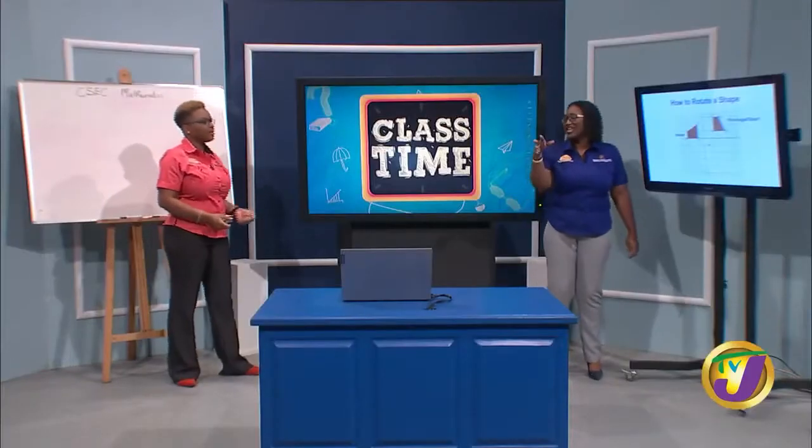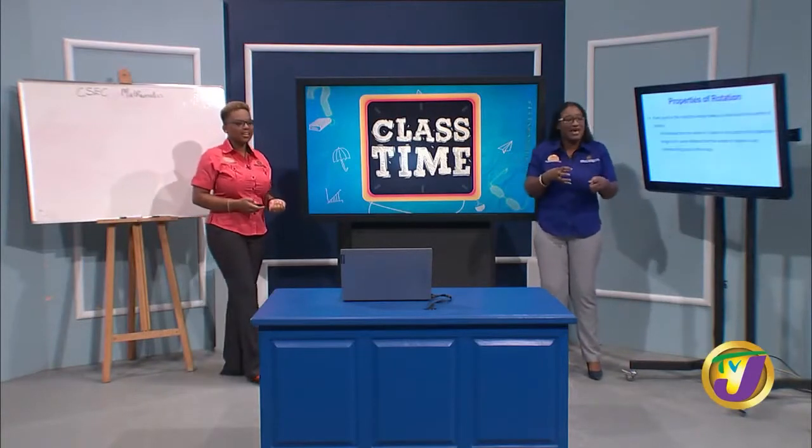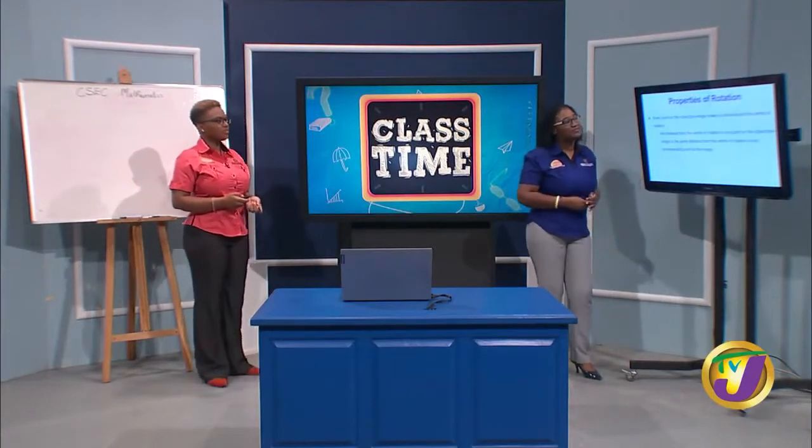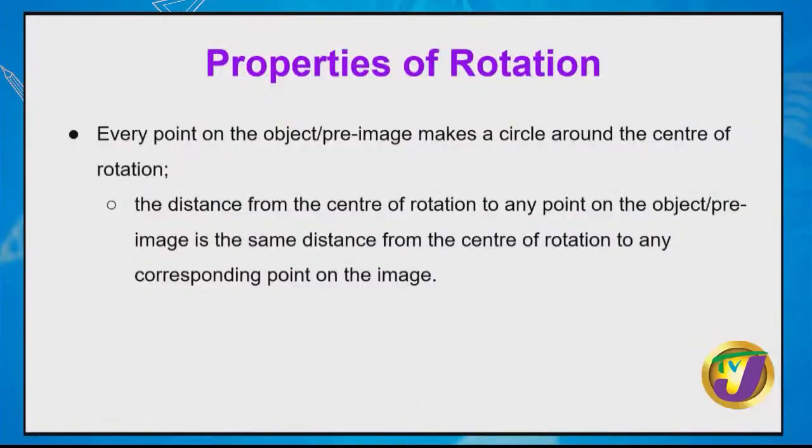True. So let's delve a little deeper. Let's sum that up as the properties of rotation. We noticed that every point on the object, or the pre-image, makes a circle around the center of rotation.